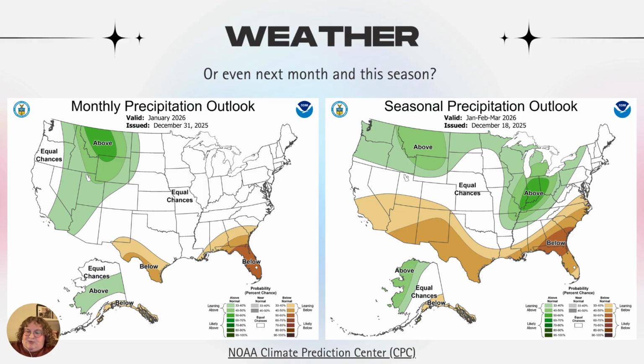In these in particular, it looks like northeastern Colorado has equal chances of being either above or below normal precipitation for the next month. This is January, and then for the rest of winter. So weather is the type of phenomena that we see in the atmosphere that happens in short time periods, right? So today, tomorrow, next week, and even stretching out to a month or seasonal prediction. Okay.